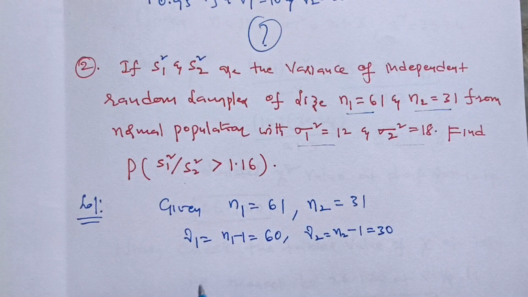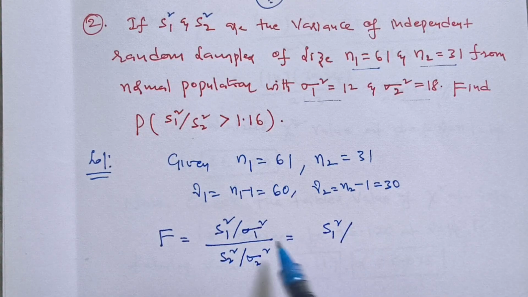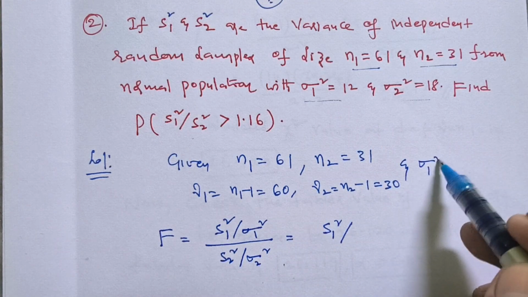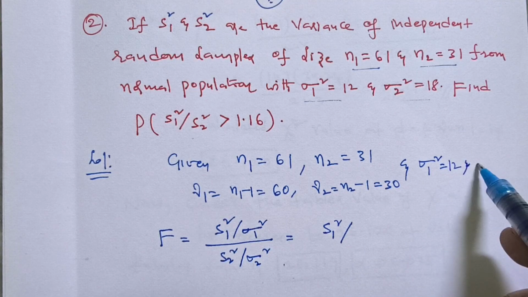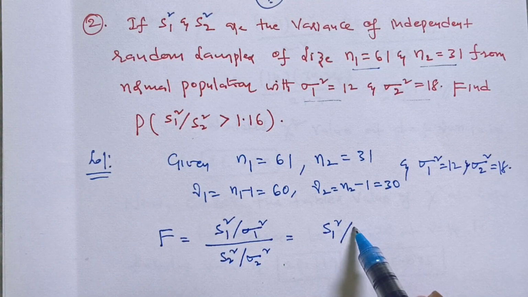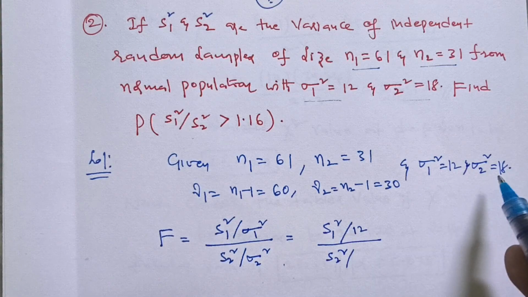Degrees of freedom play the main role in F distribution. We know that the F statistic is given by F equals S1 square by sigma 1 square whole by S2 square by sigma 2 square. This is the formula for finding the statistic in F distribution. Also given are sigma 1 square equals 12 and sigma 2 square equals 18. So substitute the values in this problem.